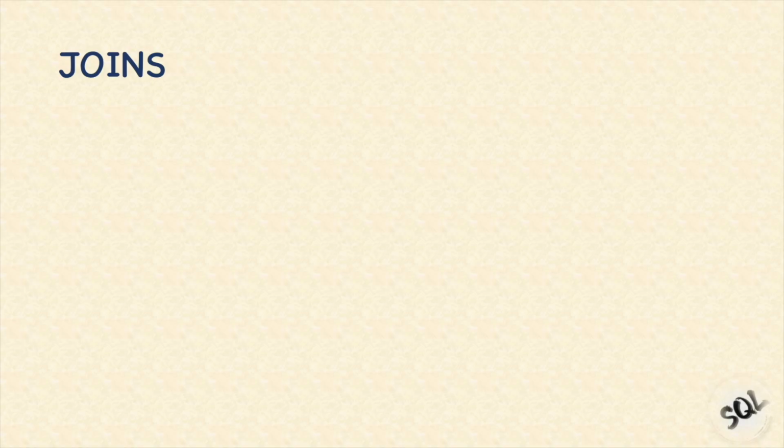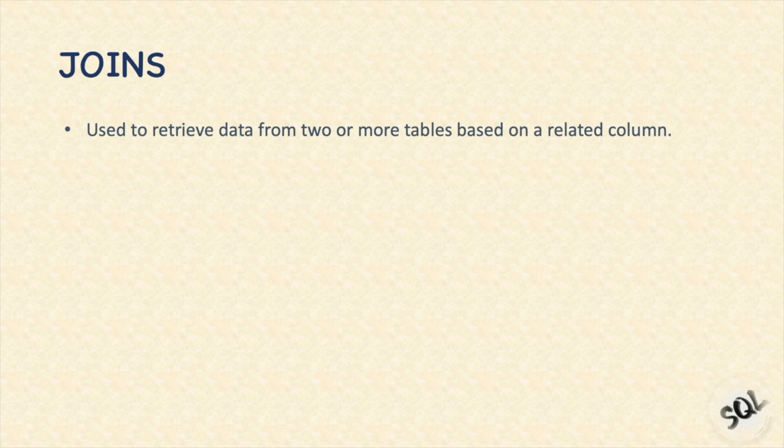Have you ever heard the term joins? Just imagine, you want to combine the data of orders table and customers table. This can be achieved using joins. Joins in SQL are used to combine rows from two or more tables based on a related column. Based on the purpose, there are different types of joins.